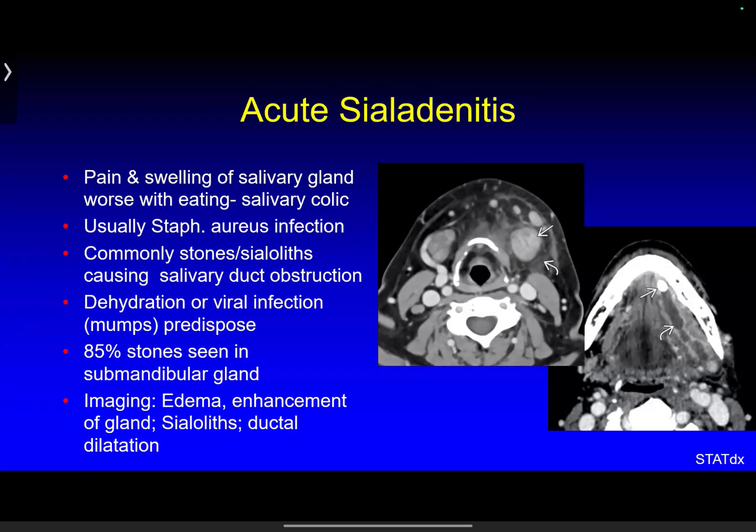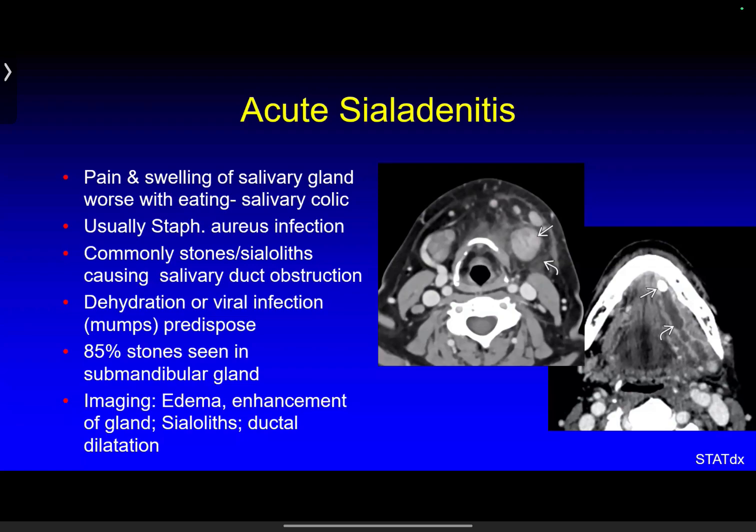These predispose. 85% of stones are seen in the submandibular gland, and that is because the submandibular secretions are more viscous. They contain more oxalates and phosphates that tend to precipitate more than, say, parotid secretions. And also the submandibular duct has a more vertical course, which predisposes to stasis and obstruction. On imaging, you will see edema and enhancement of the gland. You may see ductal dilatation.